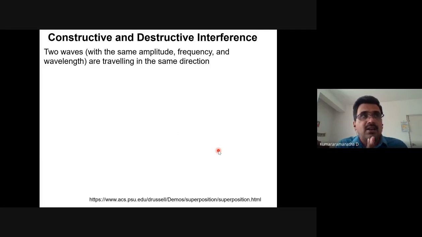Now, I think in your last class or last semester, you must have studied interference. When two waves overlap with the same amplitude and frequency, traveling in the same direction, when they interfere in phase, you call it constructive interference. Out of phase, it is destructive interference. So you have two waves with the same amplitude, frequency, and wavelength, traveling in the X, Y, or Z direction. What happens when they interact in phase?